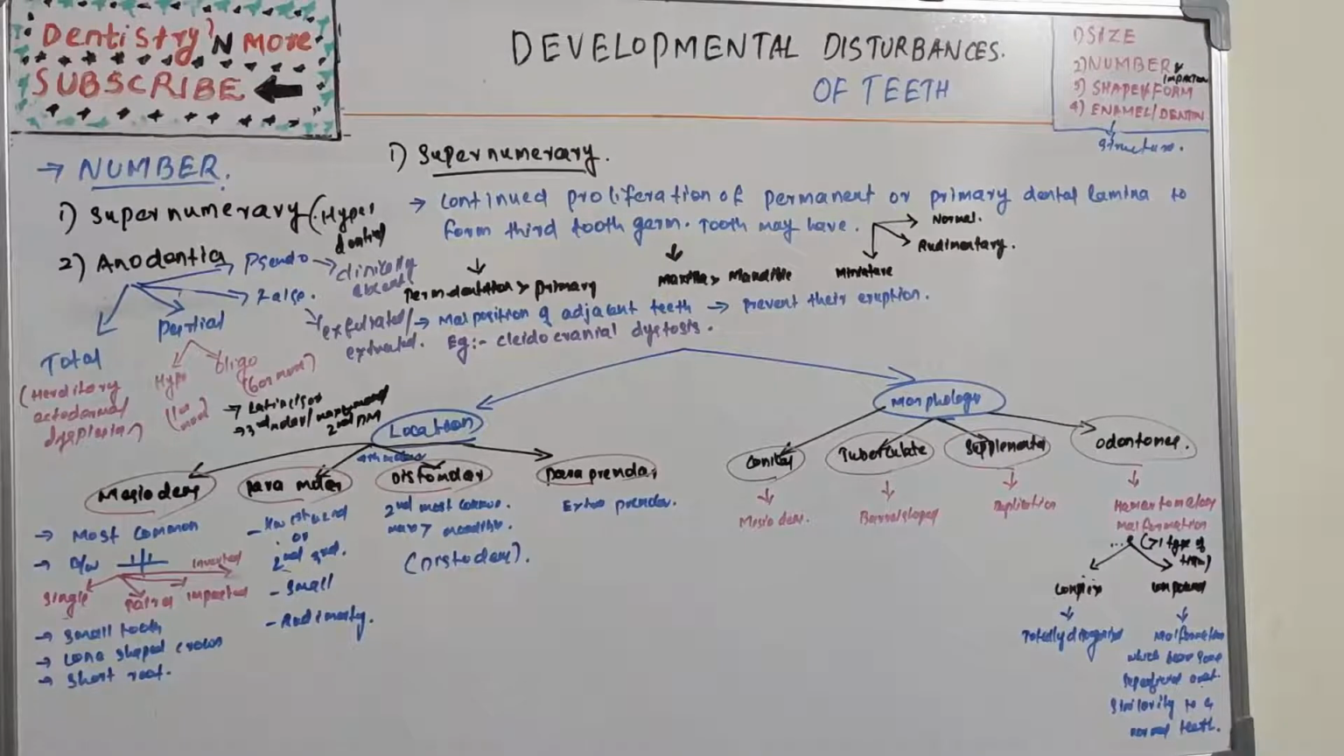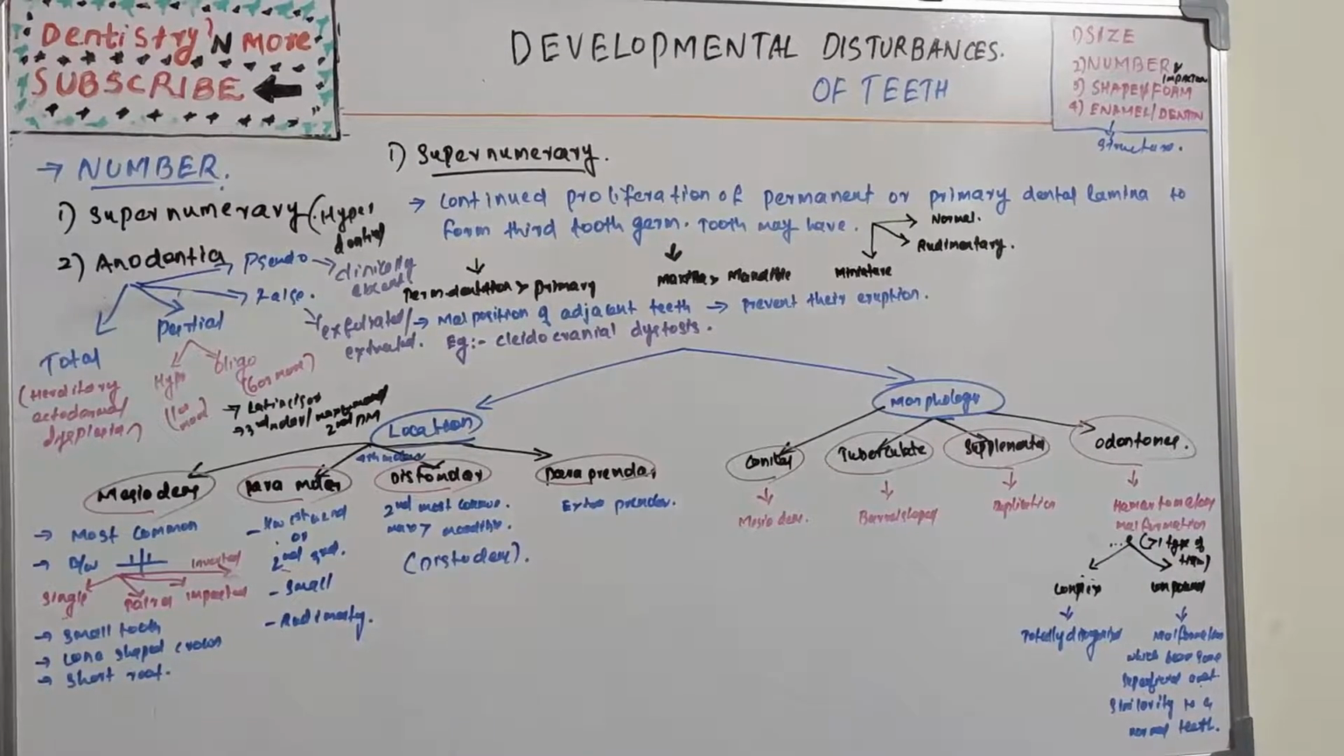So let's continue our developmental disturbances of teeth. Last session we covered the size problem, that was microdontia and macrodontia. Today's session is about the developmental disturbances of teeth related to number. Basically we have two types, that is supernumerary and anodontia. So let's get into the details of developmental disturbances of teeth with respect to number.